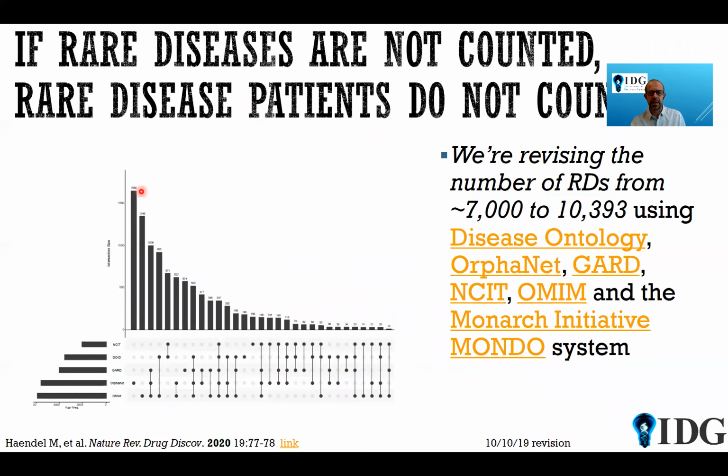Using that type of approach, what we've then done is to count the number of rare diseases, and in particular the leaf nodes in the disease ontology, which also are annotated as rare diseases. And for resources, we looked at Disease Ontology, Orphanet, GARD, which is the NCATS system, the NCI Thesaurus, of course, OMIM, which is probably the first such database in existence, and then the Mondo system from the Monarch Initiative. And with that count, we ended up revising the number of rare diseases from 7,000 to more than 10,000.